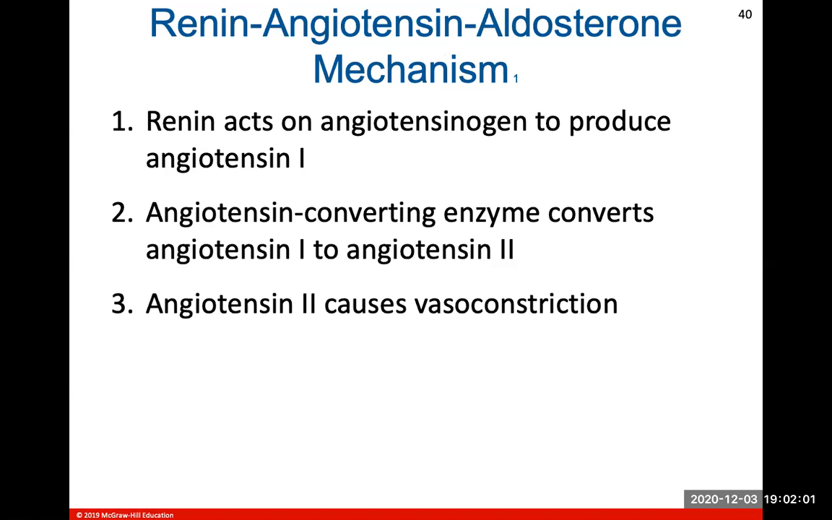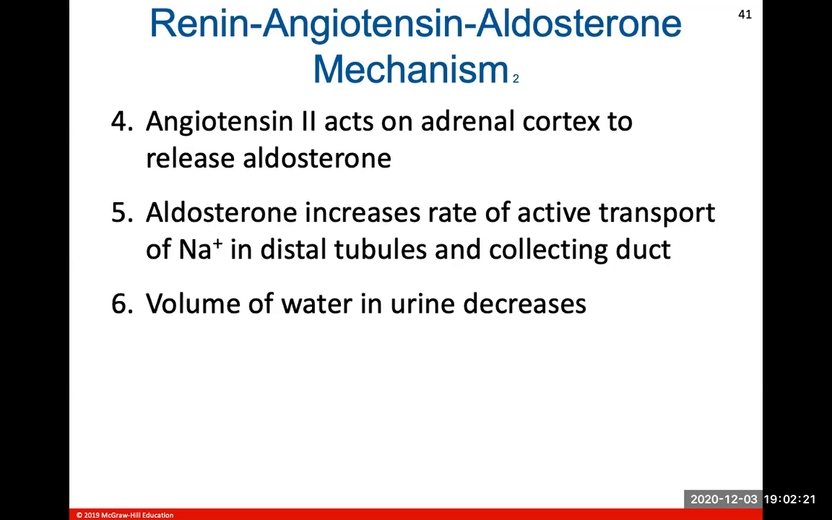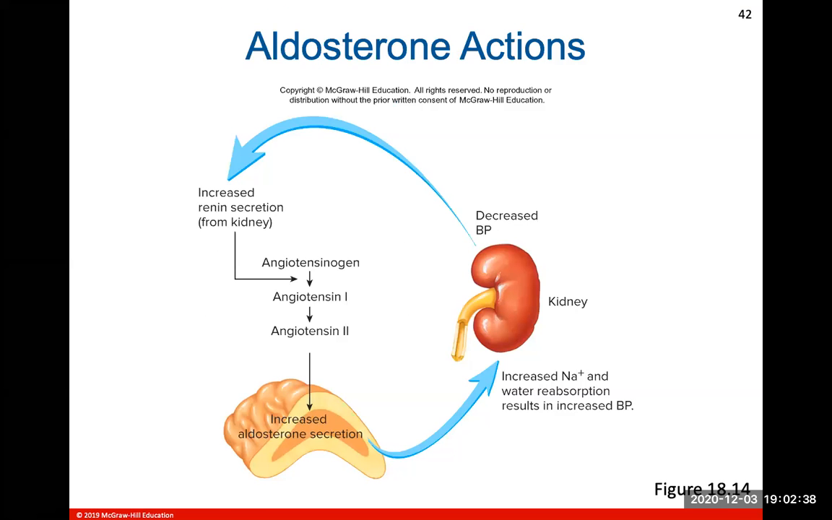So in the RAA system, renin, which is produced by kidney cells, will act on angiotensinogen to produce angiotensin 1. Angiotensin 1 is eventually converted to angiotensin 2, and angiotensin 2 causes vasoconstriction if blood pressure or blood volume needs to rise. Angiotensin 2 also acts on the adrenal cortex to release aldosterone, and aldosterone will increase the rate of active transport of sodium back into the distal tubules and the collecting duct, so the volume of water in urine will decrease. So this just takes a look at aldosterone actions.